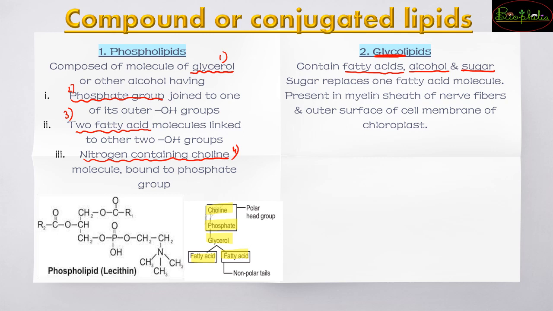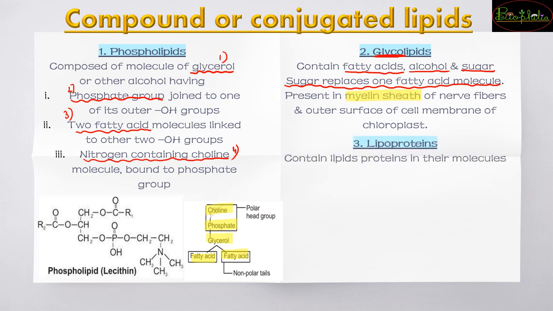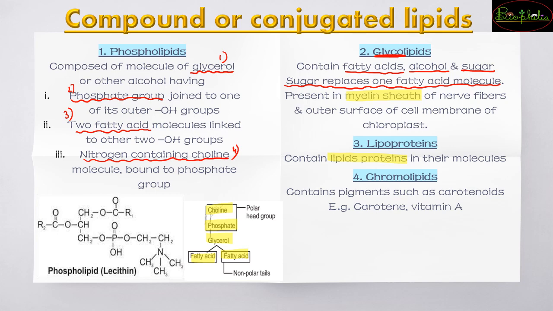Yani instead of two fatty acid chain, when one fatty acid chain is replaced by sugar molecule, that is called as glycolipid. Glycolipids कहाँ मिलते हैं, glycolipids मिलते हैं in the myelin sheath of nerve fibers and also as the outer surface for the chloroplast cell membrane. Now third part is lipoproteins. Lipoproteins yani instead of one fatty acid chain, there are going to be lipid and proteins together. That is lipoprotein. Fourth होता है chromolipids.